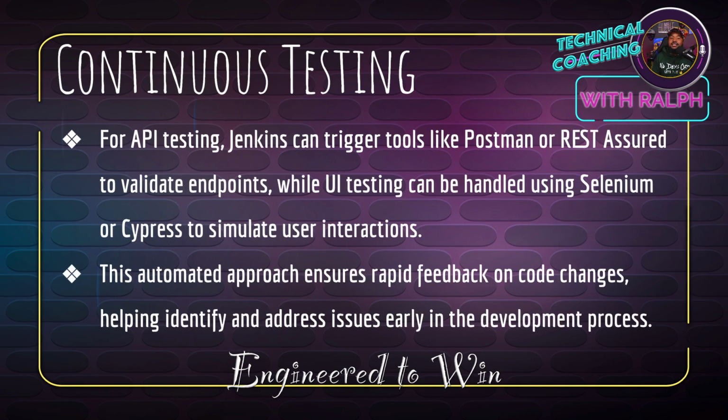So for API testing, Jenkins can trigger tools like Postman or Rest Assured to validate endpoints, while UI testing can be handled with Selenium or Cypress or Playwright to simulate user interactions. This automated approach ensures rapid feedback on code changes, helping identify and address issues early in the development process.